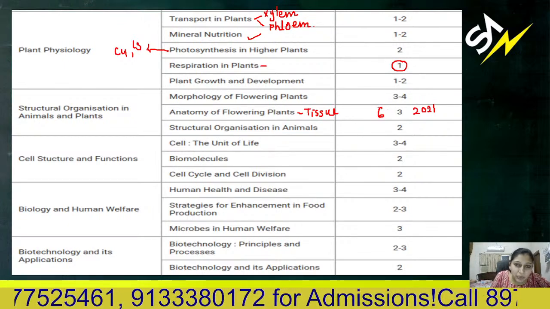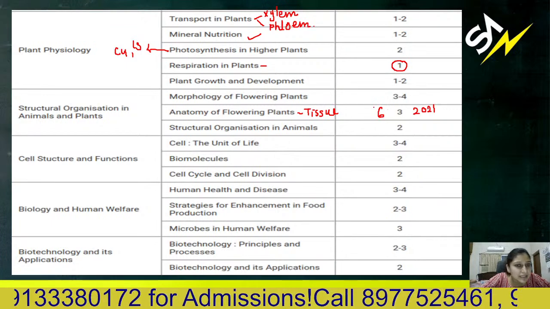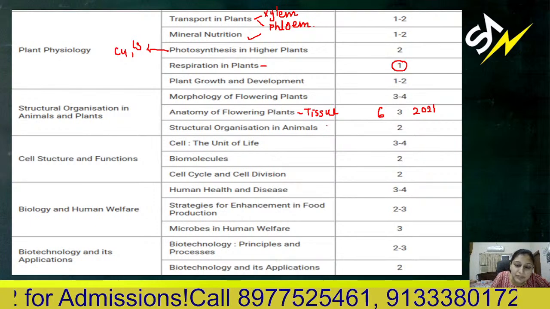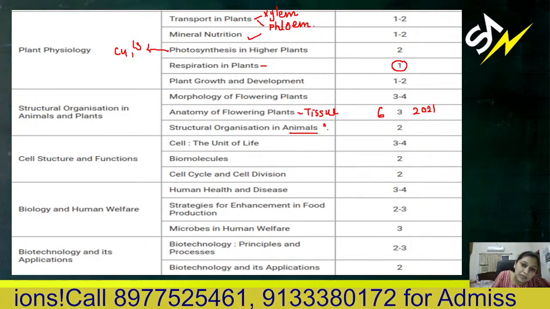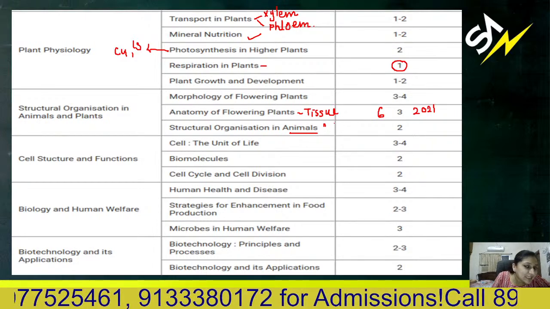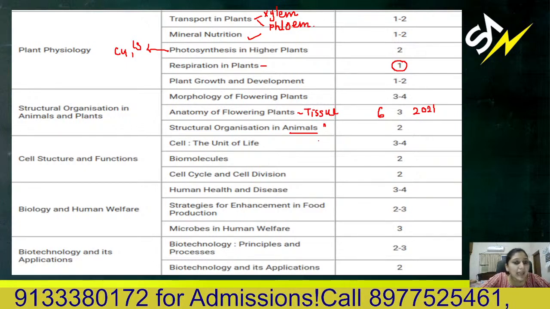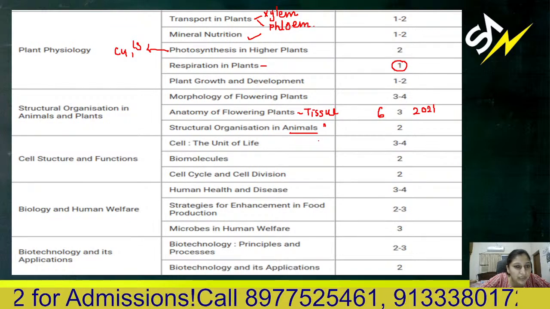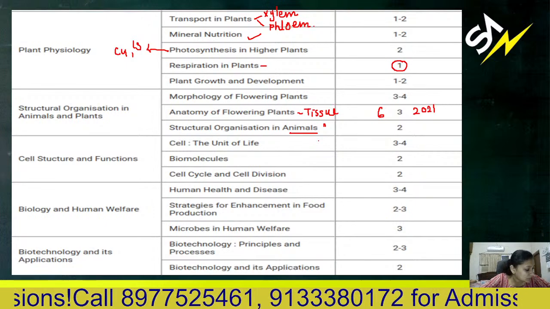So in 2021, they asked 6 questions from anatomy itself. Structural organization in animals: here you will be discussing animal tissues, along with cockroach, earthworm and frog in detail. Frog and earthworm are not that important from the NEET point of view. Yes, cockroach is very important for NEET as well as EAMCET.